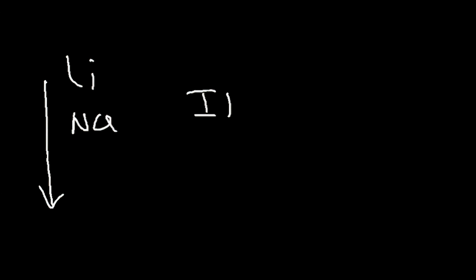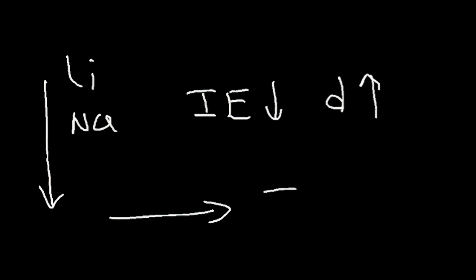So to summarize what we've learned, as we travel down a group, the ionization energy decreases because the distance between the protons and the valence electrons increases. And as we travel to the right, ionization energy increases due to the increase in the effective nuclear charge. As you go to the right, the principal quantum number remains the same, so the number of electron shells is roughly about the same.